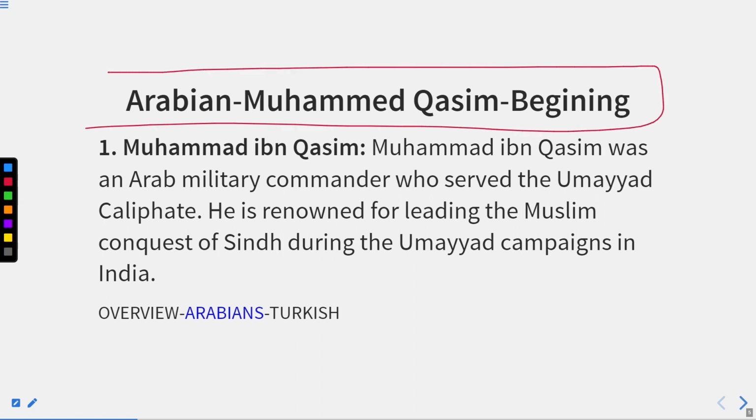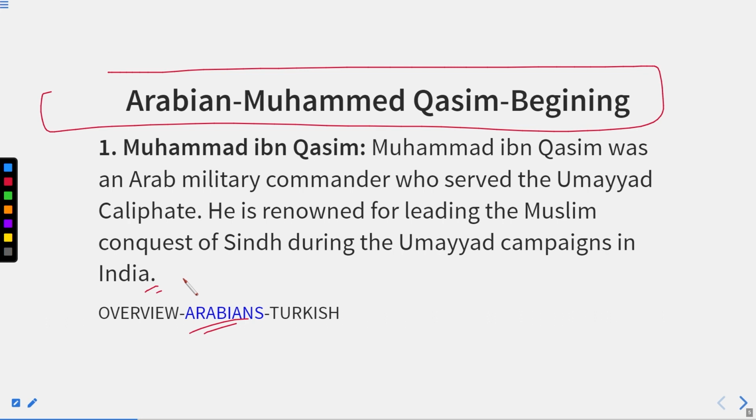The first we have Arabians. Okay, so Muhammad bin Qasim, beginning part. Muhammad ibn Qasim, or Muhammad bin Qasim, you can say. Muhammad ibn Qasim was an Arab army commander who served the Umayyad Caliphate. He is renowned for leading the Muslim conquest of Sindh during the Umayyad campaigns in India.